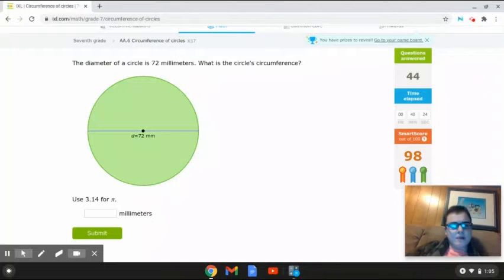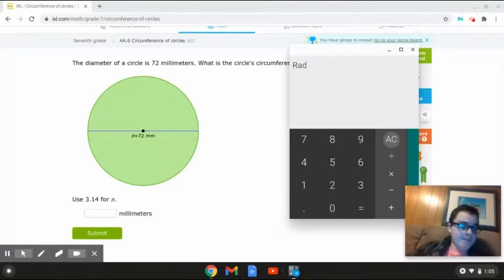Okay, so this next problem reads, the diameter of a circle is 72 millimeters. What is the circle's circumference? Use 3.14 for pi. So the way that we're going to solve this is, as we can see here, the diameter is 72 millimeters. We have to figure out the radius. And the way that we're going to do that is by dividing the diameter in half, because the radius is half of the diameter. 72 divided by 2, that's 36. So 36 will be our radius.